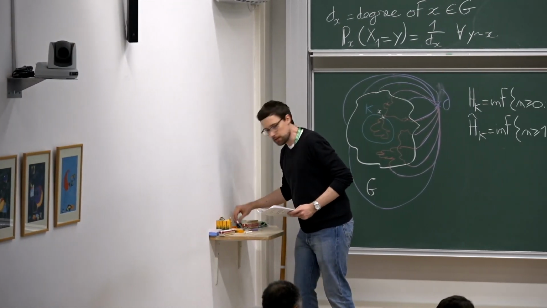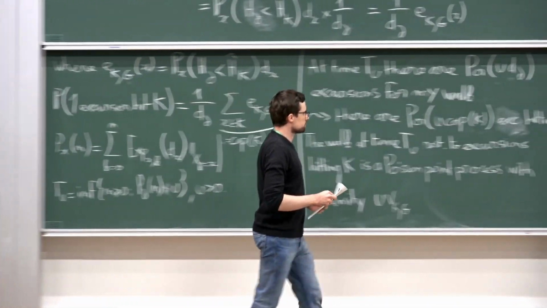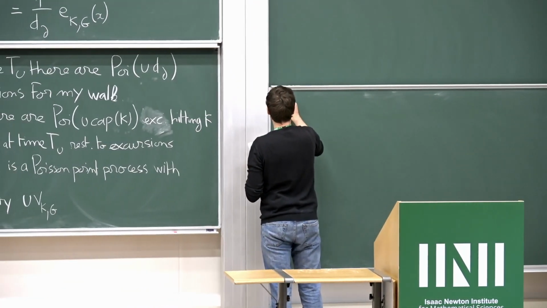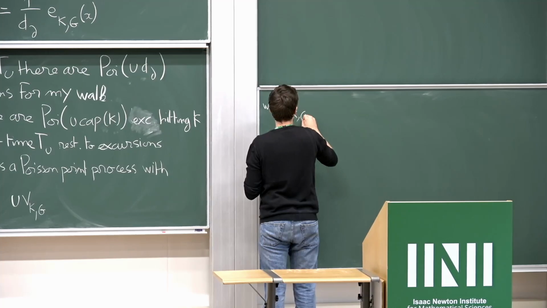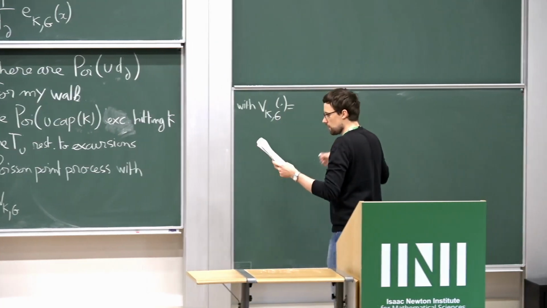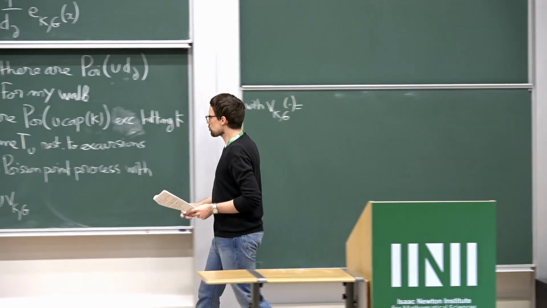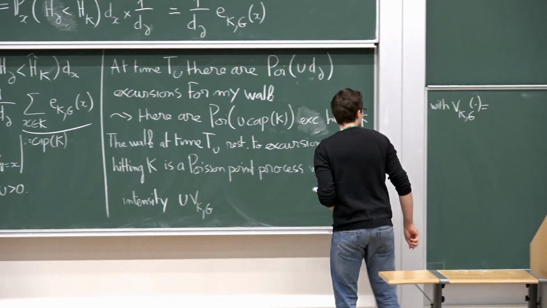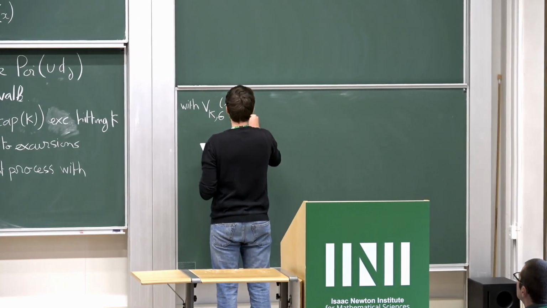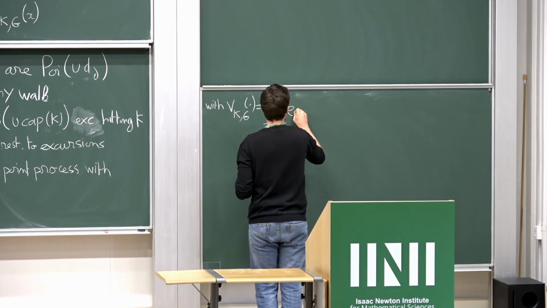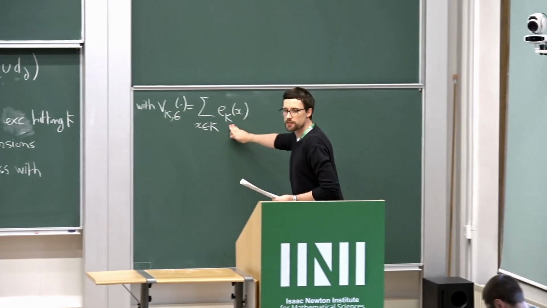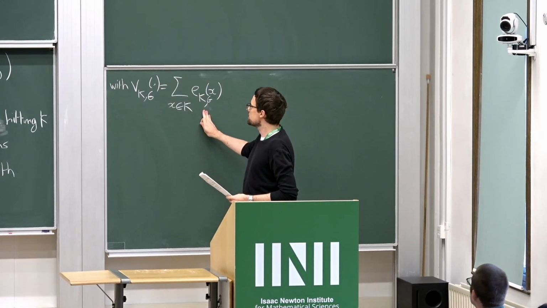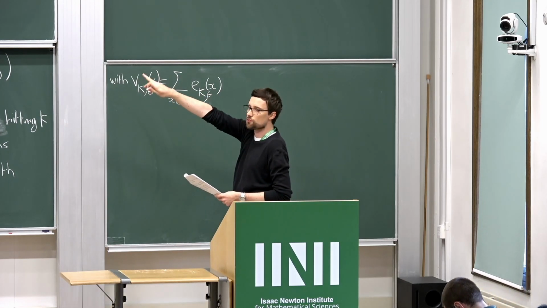So I can write it explicitly: nu k of some event. This is a measure on your trajectories that hit k. Okay, and you take a Poisson point process with this intensity. And so you have the sum over x in k of the equilibrium measure of x. This is telling you what is your starting point, and you start in x with probability proportional to the equilibrium measure. This is what we proved above.